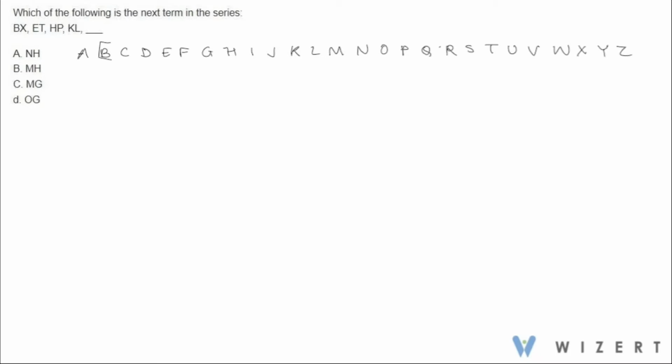So B is coupled with X, E with T. From this side you are reducing 2. From this side you are reducing 3. Next is H and P. So this is 2, this is 3.